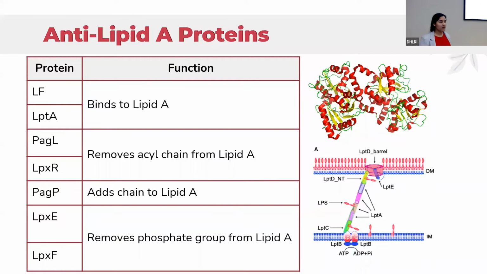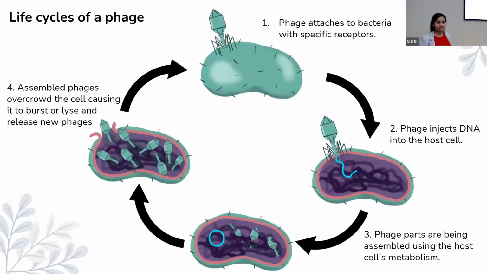So now we have to figure out a feasible way to construct this in lab so that we can eventually use it in a clinical setting. In order to figure this out, we first have to look at the life cycle of a phage. So this is just kind of a general overview of a phage's life cycle. So first, the phage attaches to bacteria with specific receptors. It then injects its DNA into the host cell and uses that host cell machinery to replicate, similar to how human viruses do that in our bodies.